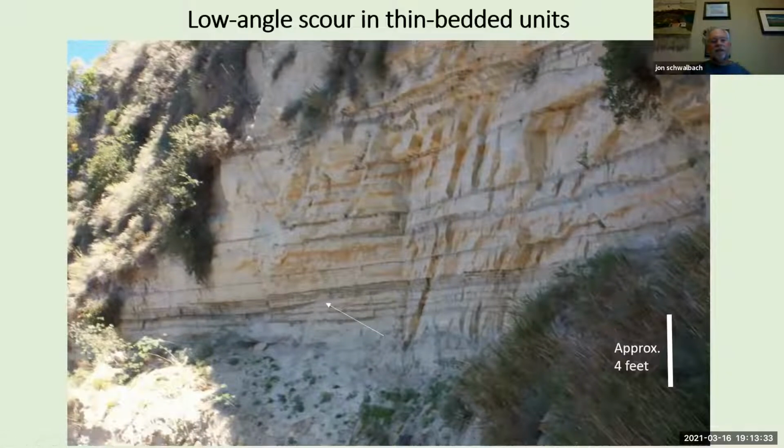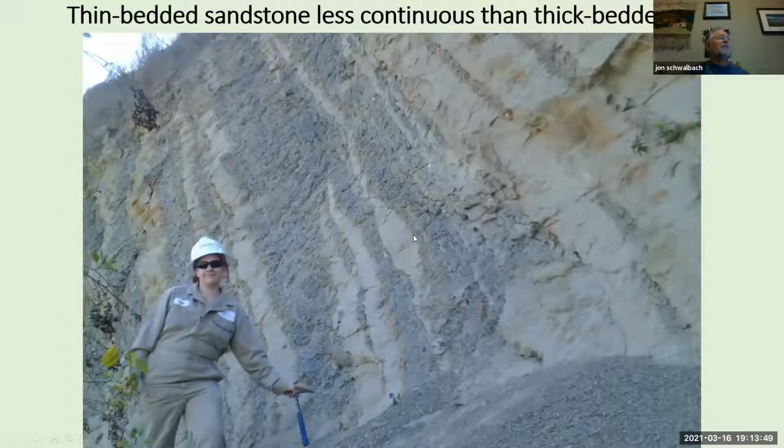When we start looking at some of the thinner bedded units, we see, again, some lateral variation, some scour, but it's low angle. It's not like we're carving out 40, 50 feet of strata below. And then even when we look at some of the really thin bedded sandstones, we can start to see some of them are actually terminating. We can find these pinching out.